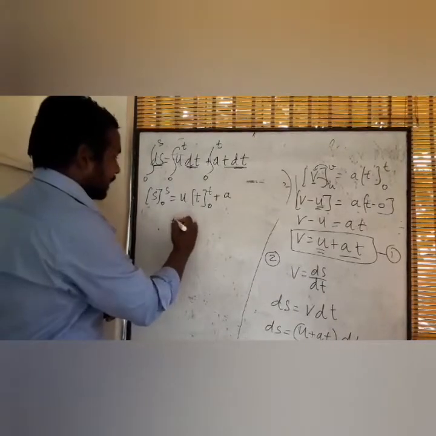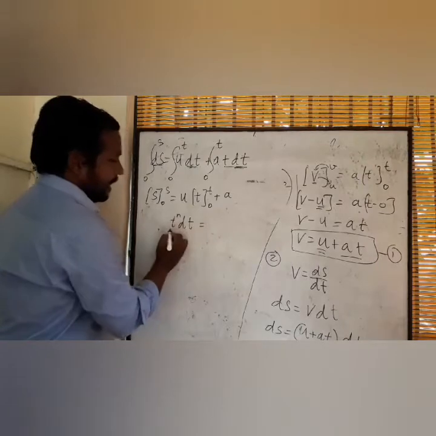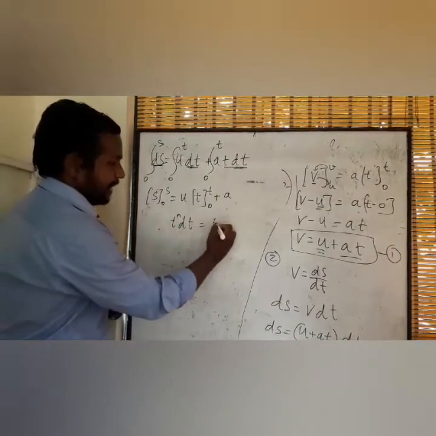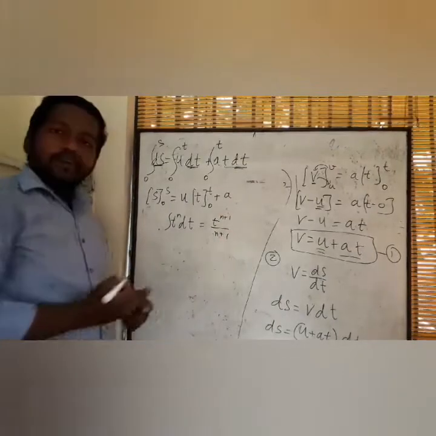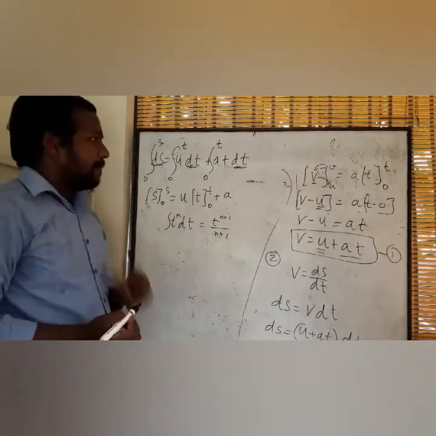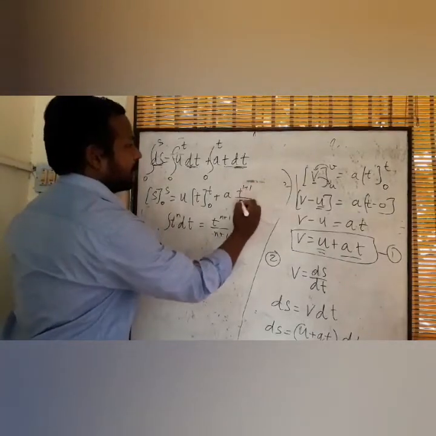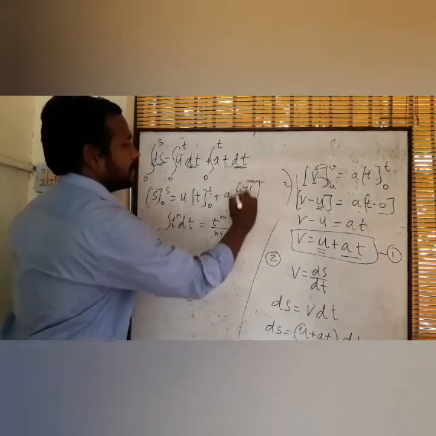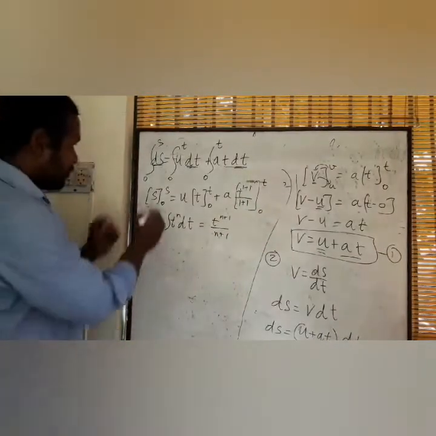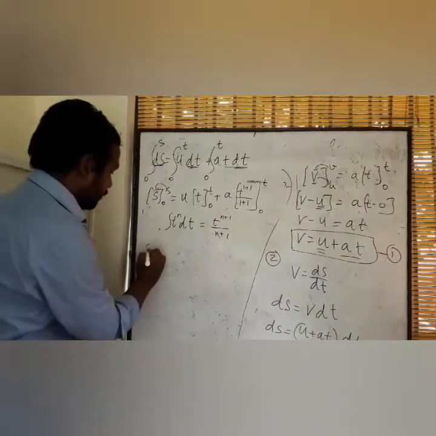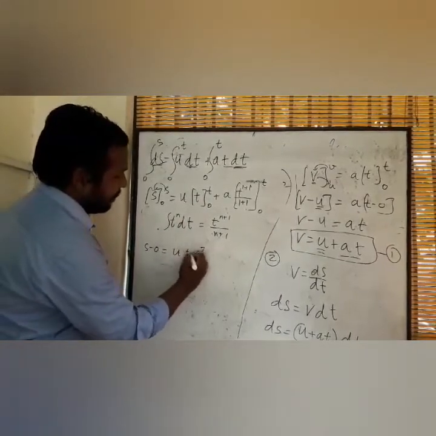As I said, for integration of t dt, the power will be 1. So we know this integration we can take as t^(n+1) divided by n+1. Our n here is 1, t power 1. So t^(1+1) divided by 1+1. This also will be 0 to t. So the higher limit will be s minus 0. Here u, higher limit t minus 0.